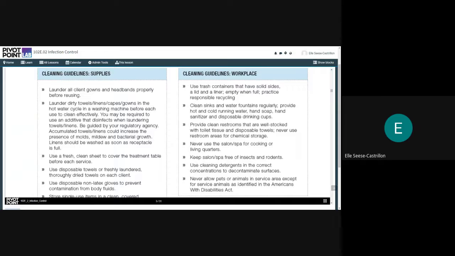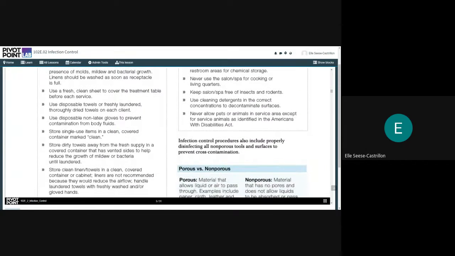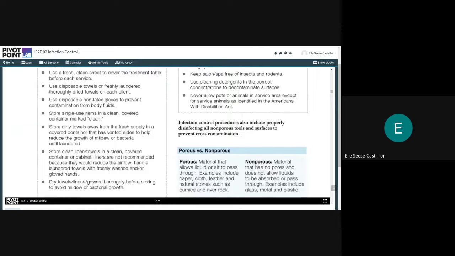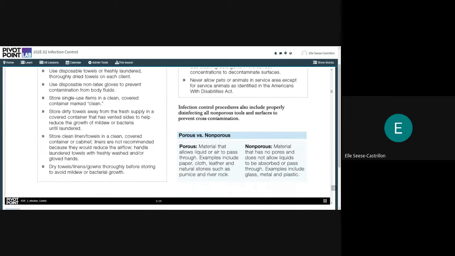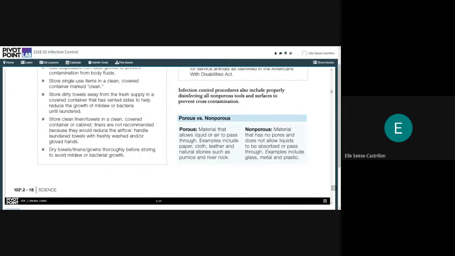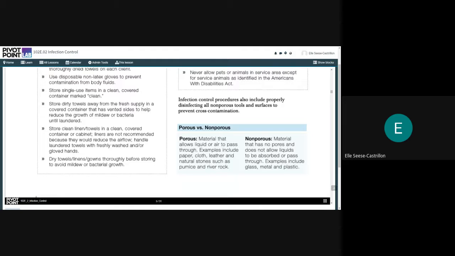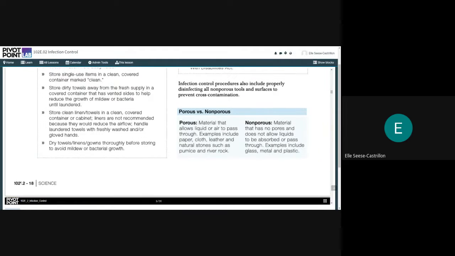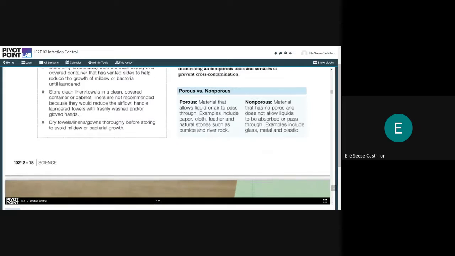Never use the salon or spa for cooking or living quarters. Keep your salon and spa free of insects and rodents. And use cleaning detergents in the correct concentrations to decontaminate surfaces. You're never supposed to allow pets or animals in the service area unless they are a service animal identified in the Americans with Disabilities Act. So infection control procedures also include properly disinfecting all non-porous tools and surfaces to prevent cross-contamination.